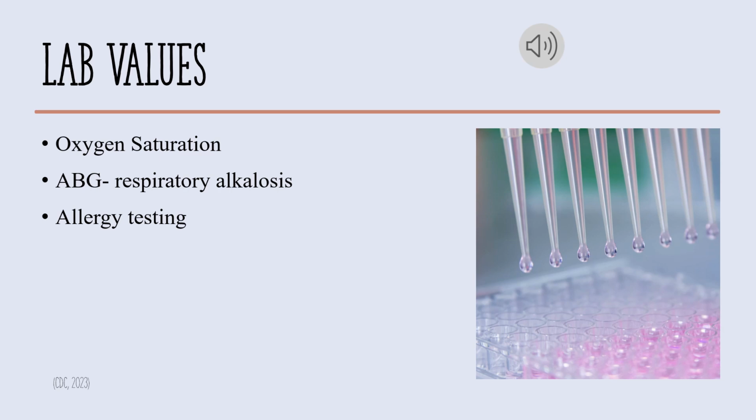Another important lab or test to do is allergy testing. When allergy testing is done, they are usually looking for the IgE for inhalant allergens to see if those are the ones that are causing their asthma symptoms. Some of the sources they may be looking for are animal dander, indoor mold, grass, flowers, or even cockroaches.